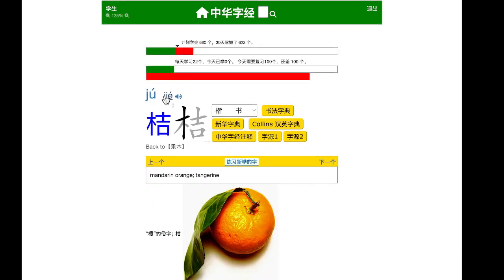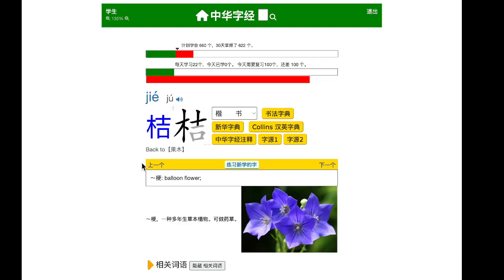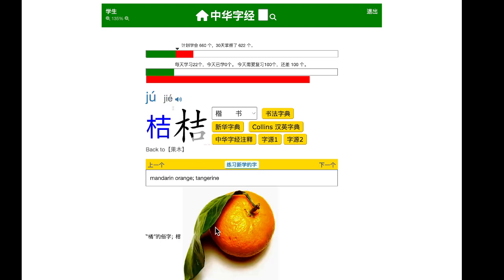Now this, we also have another reading, 桔. This is called, which way is that read? Make sure I'm not giving you wrong information. 桔梗. Right. 桔梗 is this flower, which is called a balloon flower in English. So when talking about this flower, it's read 桔, but when talking about this fruit, it's read 橘.